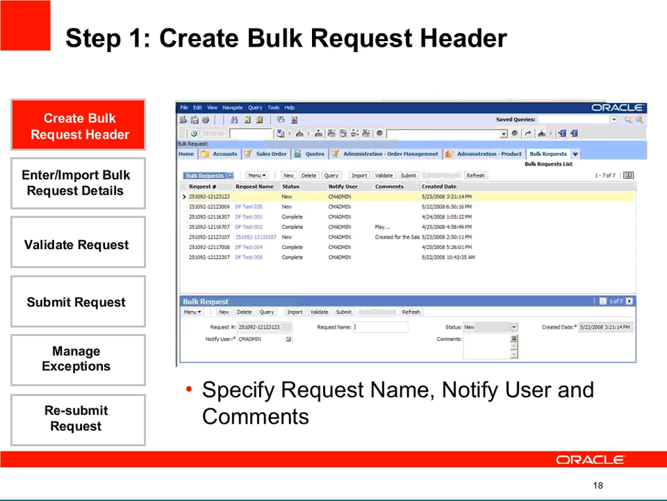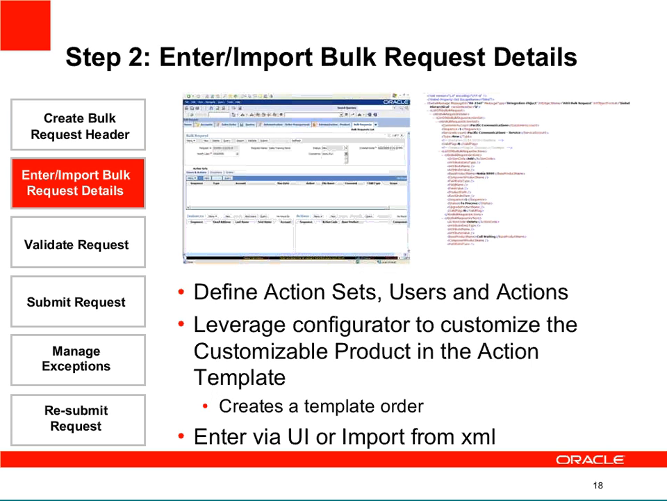In the next few slides, we will look at the various steps to be performed to capture a bulk request. There are 6 major steps to be performed for a bulk request. 1. Create the bulk request header. 2. Enter or import the bulk request details. 3. Validate the request. 4. Submit the request. 5. If there are any exceptions, manage them and resubmit the process.